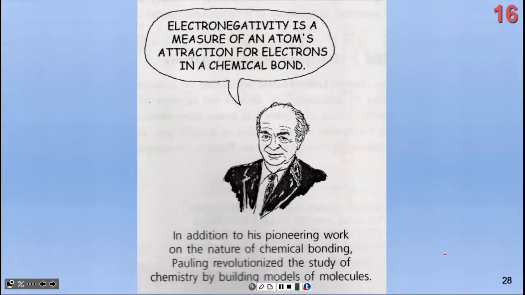So one person whose name has been attached to the electronegativity discussions is Linus Pauling, who received Nobel Prizes in 2 different fields, which is unusual. And his statement is that electronegativity is a measure of an atom's attraction for electrons in a chemical bond. He revolutionized the study of chemistry by building models of molecules, including things like proteins. But he was involved in the description of electronegativity. Okay, that would be enough of the discussion about electronegativity for this recording.